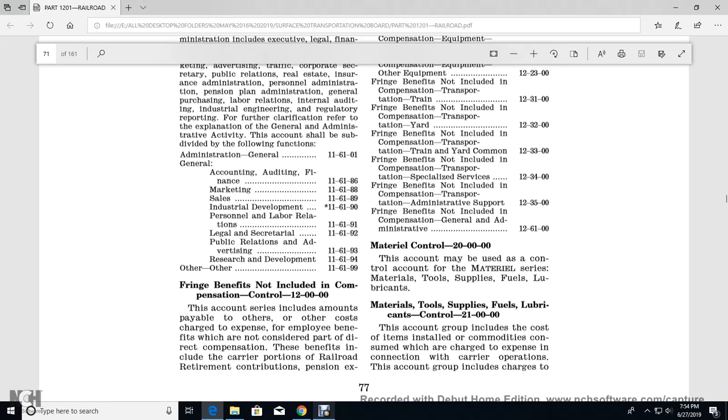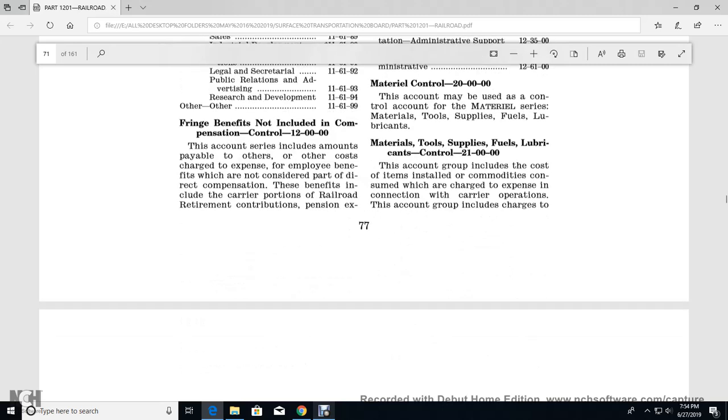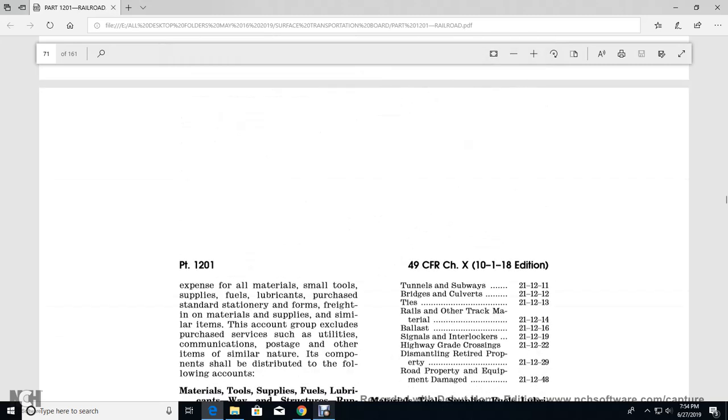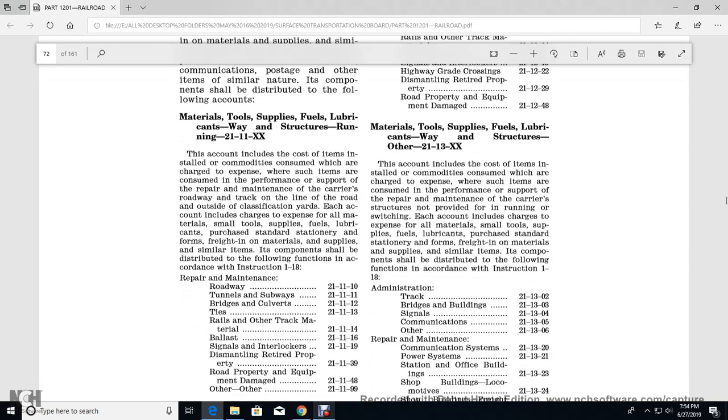The account and group that include the items installed with the commodity that is consumed with the charge, the expense in connection with the carrying of the operation. Account with the groups that include the charges, expense of all the material, small tools, supply of the fuel lubricants, purchase of the standard stationery forms of freight, and the material supply with the similar items. Account with the group that exclude the purchase of the utility, communication, postage, other items of similar nature of the components of the distributed of the following accounts.